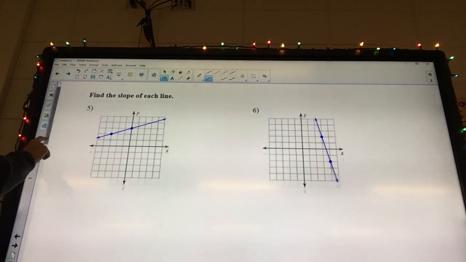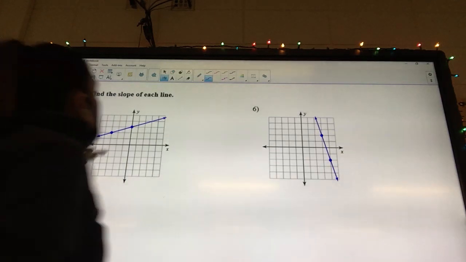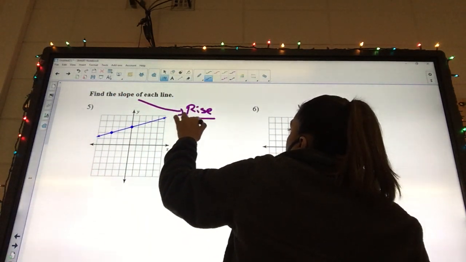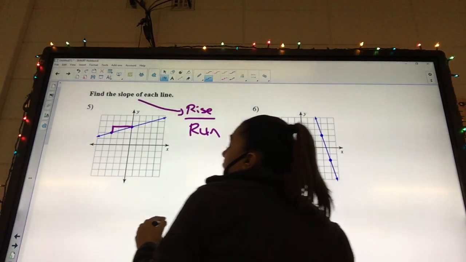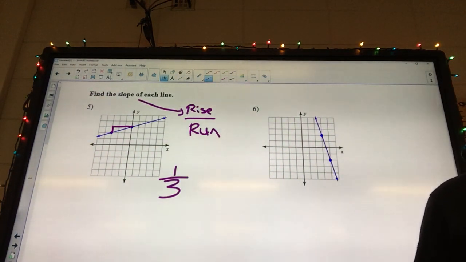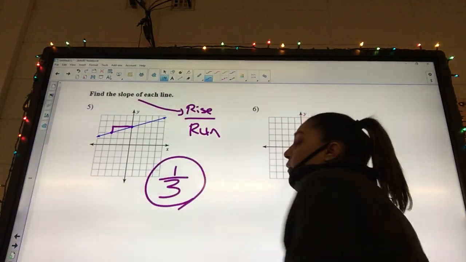Okay, look at 5. Number 5 says find the slope of the line. How do we find the slope of a line on a graph? We just did it. Rise over run. If you don't know, just write yourself a little note: it's rise over run. And so we just count rise and run. So I got 1 over 3. Is that a positive slope or a negative slope? Positive. It's a positive, and that's all. We're just going to have 1 over 3 for our answer.